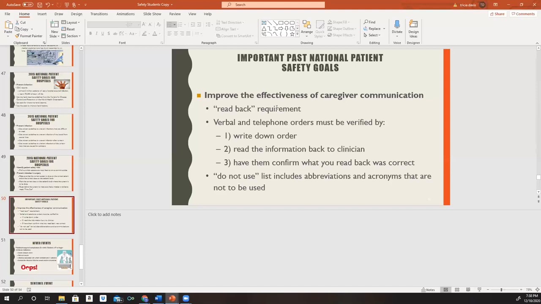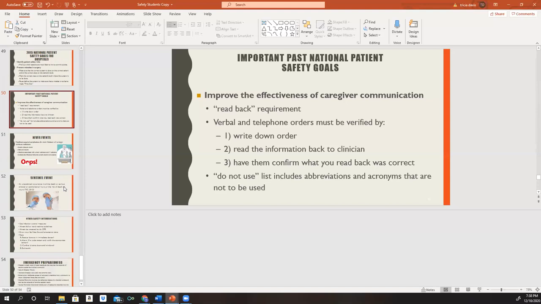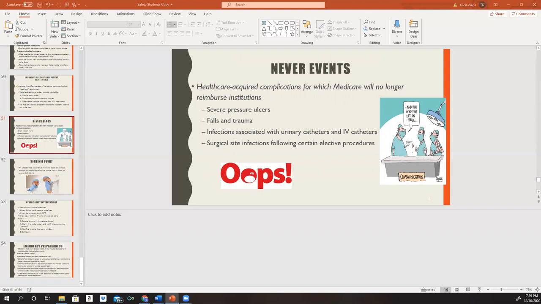If you're getting verbal and telephone orders, they must be verified, right? So you want to write down that order. You're going to read back that information to the doctor. And then you're going to have them confirm that what you read back was correct. Do not use abbreviations and acronyms that are on the do-not-use list, because they might think there's something else if they have something similar, the same three letters, and they might think you're talking about something else.